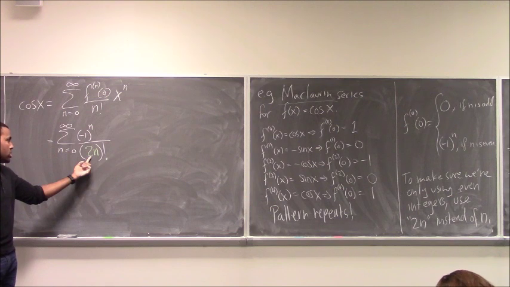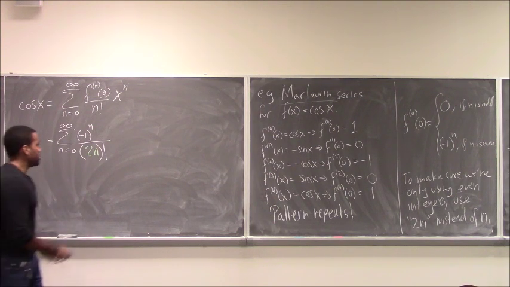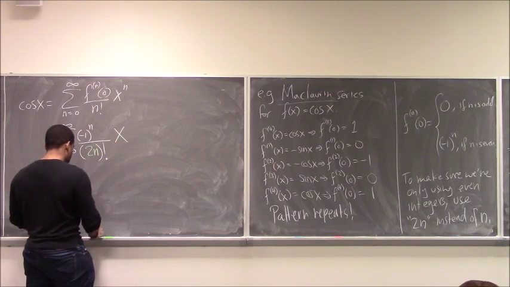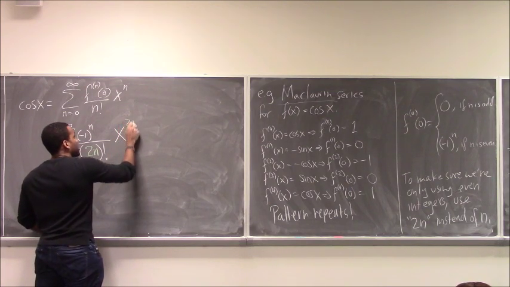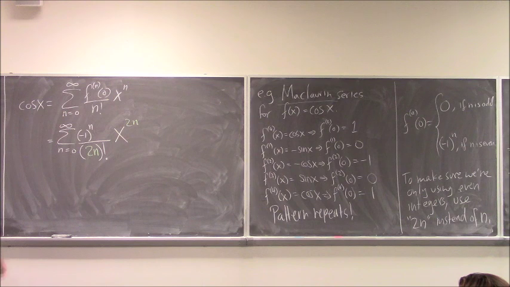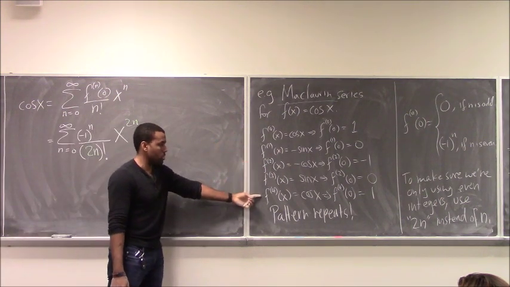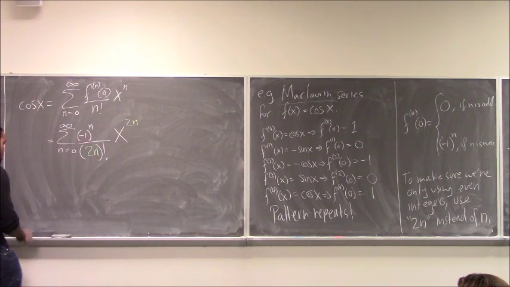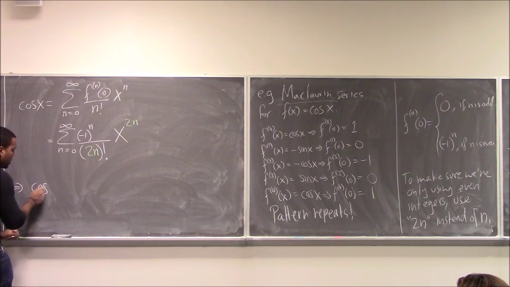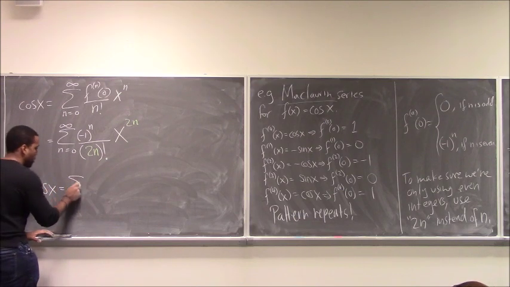Plug in 0, I get 0. Plug in 1, I get 2. Plug in 2, I get 4, etc. And again, here I'm going to put x to the 2n instead of n, to make sure that I'm only getting the even powers: x to the 0, x squared, x to the 4th, x to the 6th, and so on. And so that is the definition. That is the Maclaurin series for cosine.